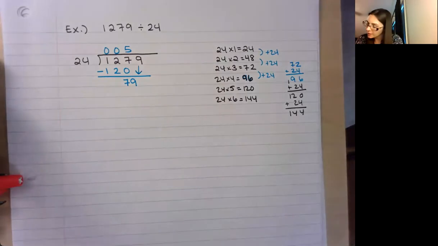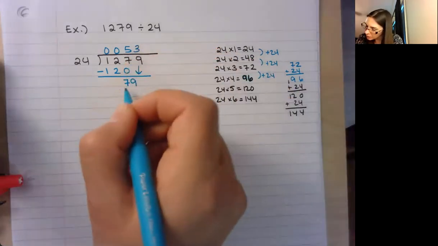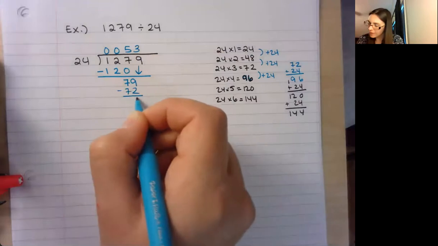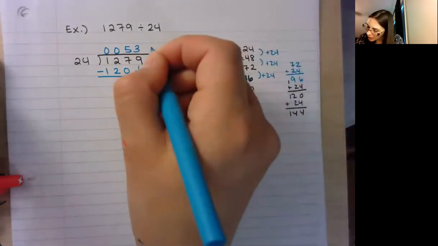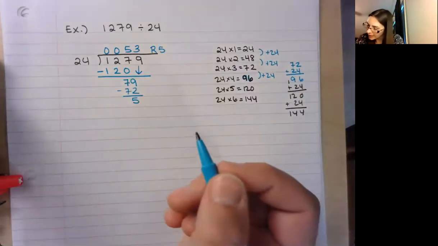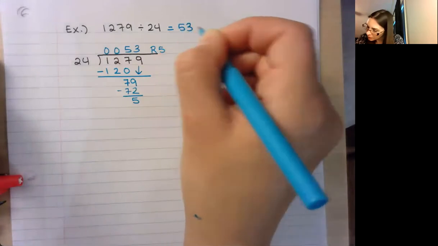Now, 24 goes into 79. Let's see, 72 is very close. That's as good as I'm going to get. So it goes in 3 times, which is 72, and I have a 5 left over. Now I have nothing left to bring down, so at this point I'm going to stop and I have remainder 5. So my answer here, I don't need the leading zeros, is 53, remainder 5.